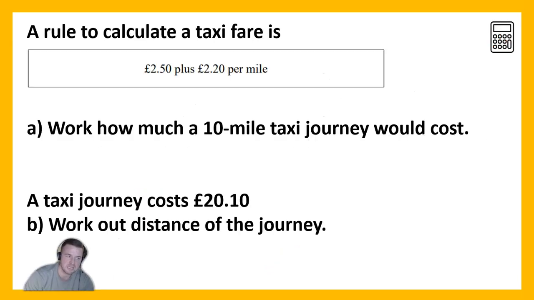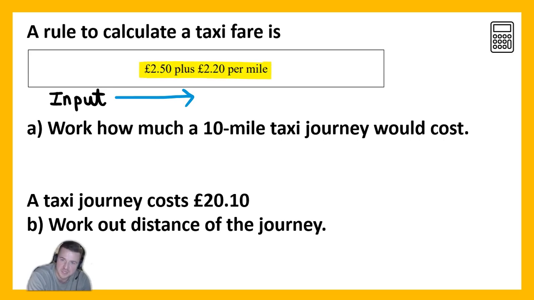On to the intermediate question, with an increase in difficulty. A rule to calculate a taxi fare is £2.50 plus £2.20 per mile. We can use this rule to create a function machine. Starting with my input, which is the amount of miles of my journey, I'll need to think about the order that I do this, and it's not necessarily the order from left to right.